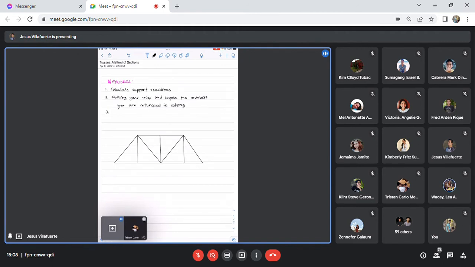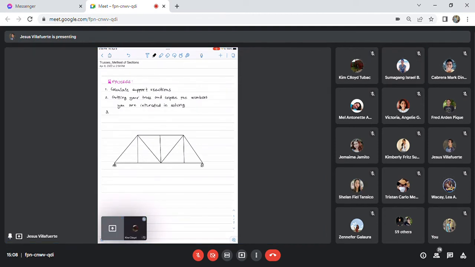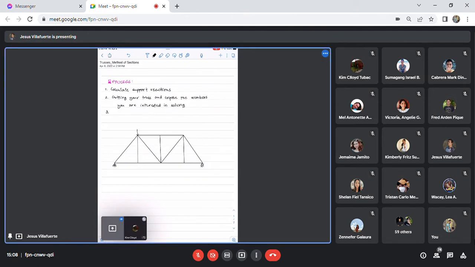Can you see what's on my screen, class? Yes, sir. So let's say for example, this is 20 kilonewtons, and then we have a load here that is 10 kilonewtons. So let's put the joint labels. Let's say this is point A, B, C, D, and then E, F, G, H.